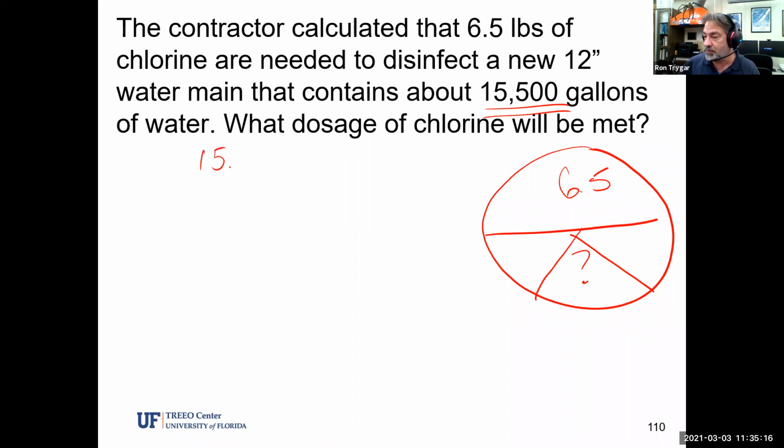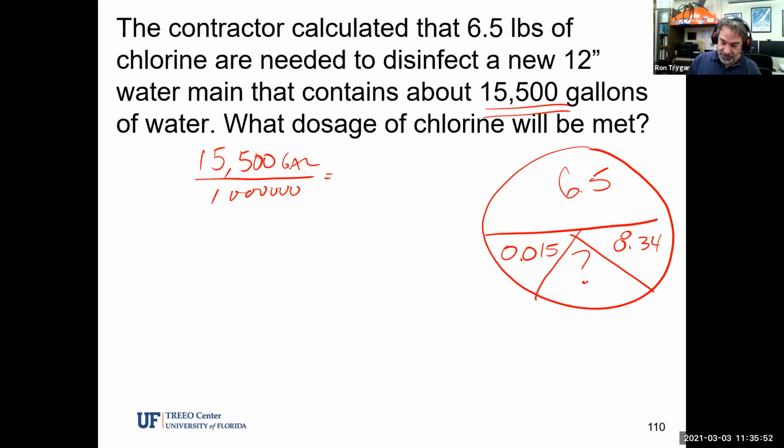So 15,500 gallons divided by 1 million gallons per million gallon unit. So 15,500, and we divide that by a million. And I came up with 0.015. All right, so that's pretty good so far. And we always know 8.34. I always put it over here, but you can put it in the segment right next to it, next to the flow. Either way will work. So 0.015 multiplied by 8.34.